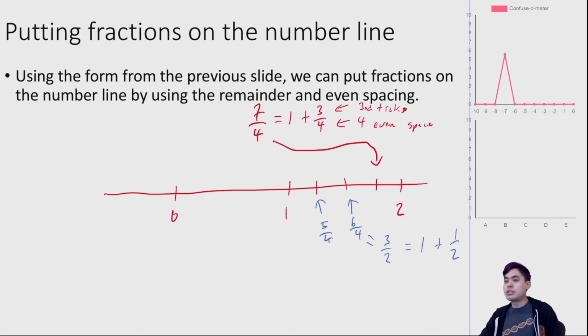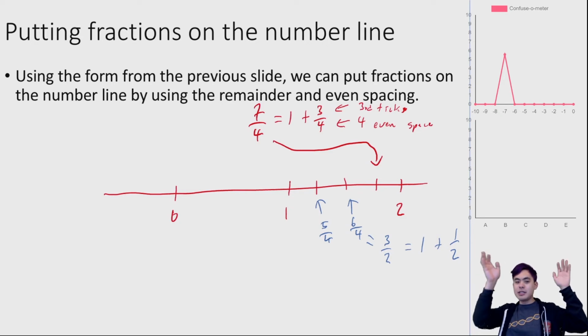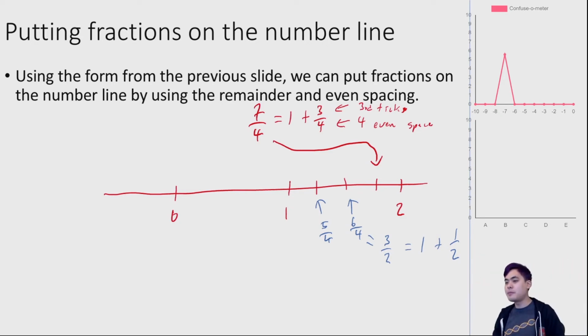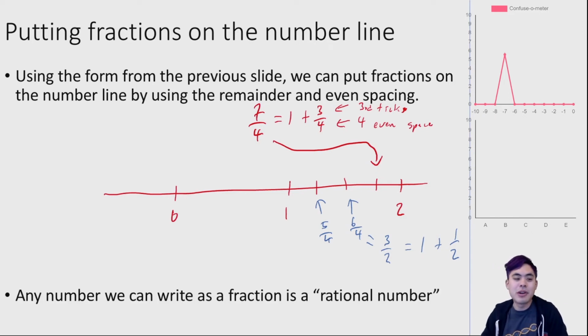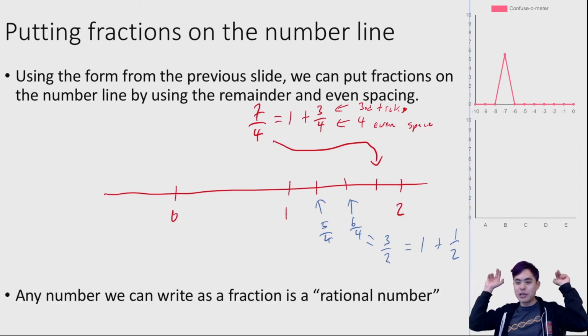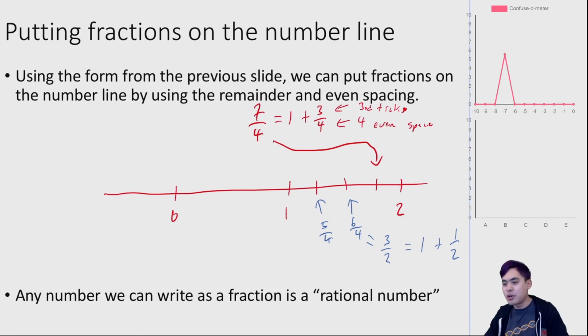So we're able to put fractions on the number line by just using the fact that it's some number plus the remainder, and then the remainder takes up some portion of the space to the next big jump. And so this allows us to do things that are in between 2 different whole numbers. And mathematicians give these things funny names, and so any number we can write as a fraction we call a rational number, which is just a fancy word for saying a number that can be written as a fraction.